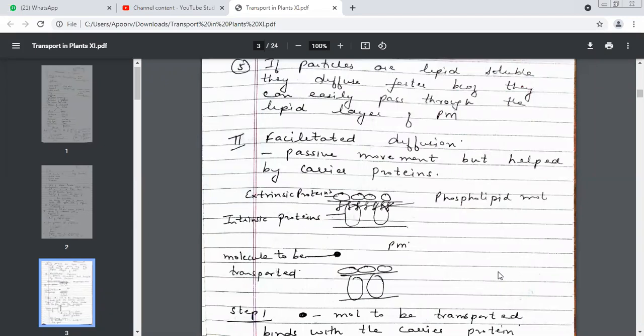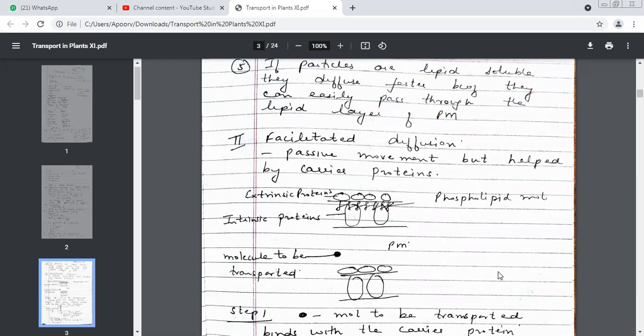So now we have a diagram. I know it is not very neat, but can you see the layer of lipids towards the inner side of the plasma membrane? Yes, ma'am. They have to cross this also. So this molecule has to enter. What is the first step the molecule will do? It will bind with the carrier protein. Can you tell me which one? Extrinsic or intrinsic?